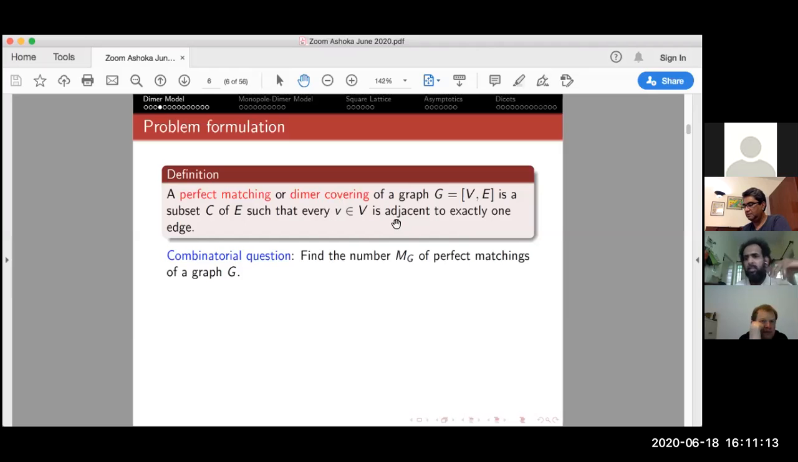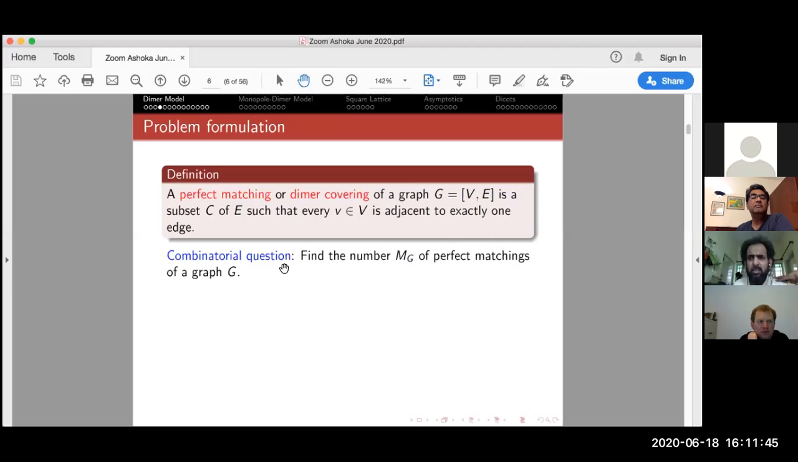This encapsulates the idea that whenever a diatomic gas sits on the solid, it occupies exactly two of the atoms, and then neither of them is available to be occupied anymore. So a natural combinatorial question is to find the number, which I'll call M_G, of perfect matchings of a graph.